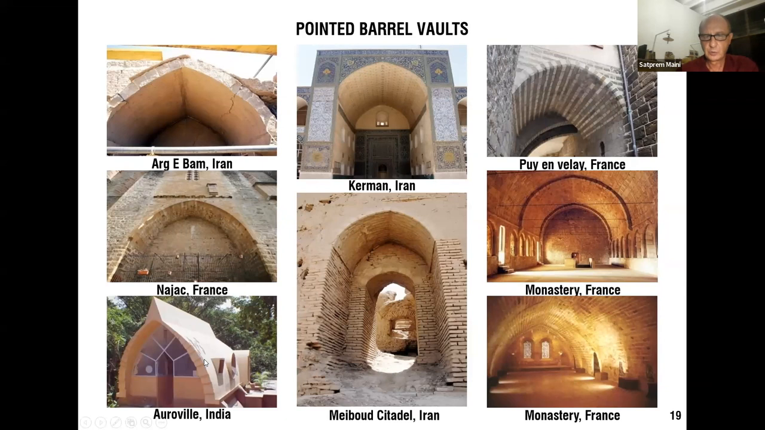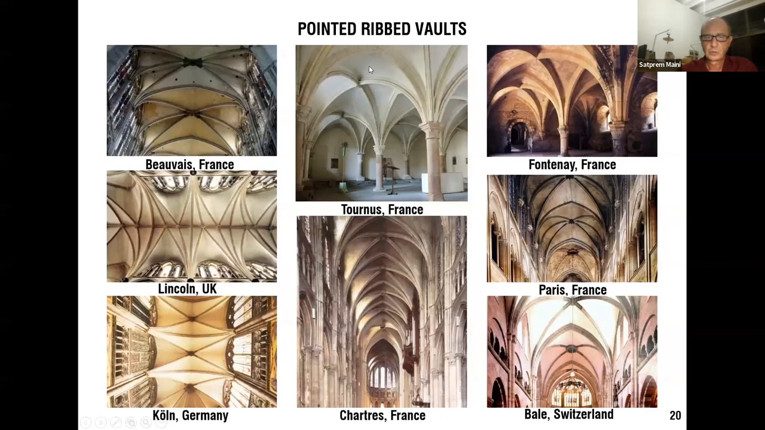Then pointed rib vaults, so pointed, the same shape, because you have always two centers, and ribbed, because you have a rib, which is an arch projected inside the groin vault here, and then the groin vault on top. So used a lot in the Gothic architecture.